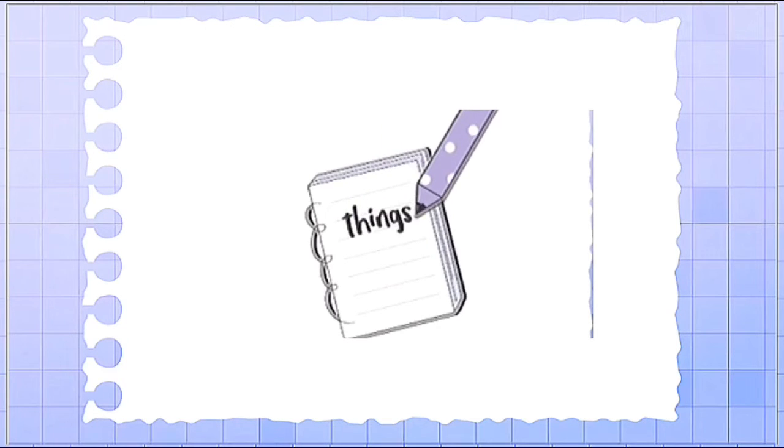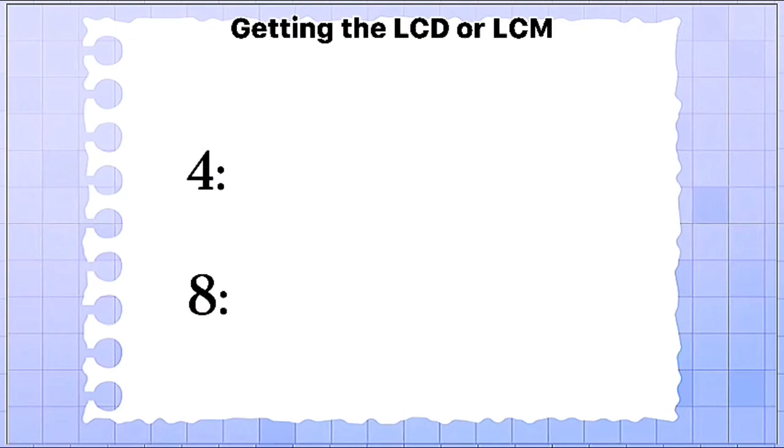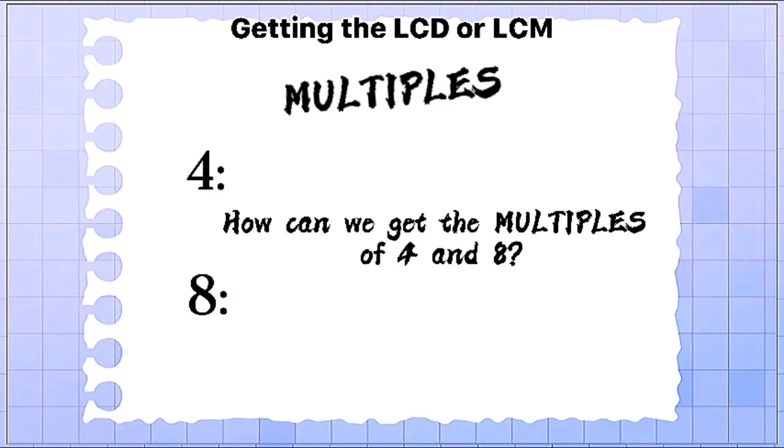For this, we need a scratch paper. In getting the LCD, there are steps to follow. For us to get the LCD of these two denominators, we need to first get the multiples of 4 and 8. But the question is, how can we get the multiples of 4 and 8?